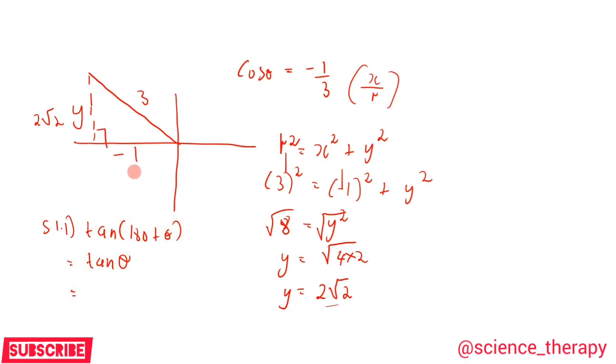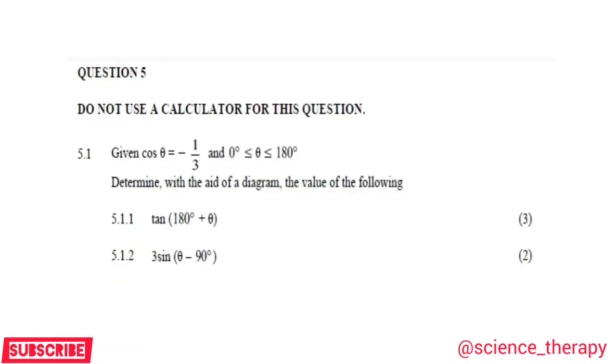And then remember, now we have our tan is opposite over adjacent. So our angle is here, our theta is here. So we have 2√2 over -1, which will obviously give us -2√2, right? Awesome. Okay, so we have 5.1.2 here. It says, now with the aid of a diagram, determine the value of this one, right?